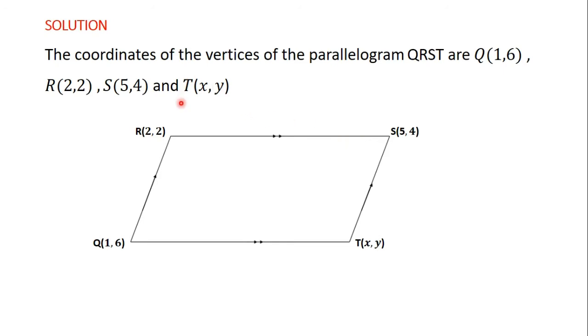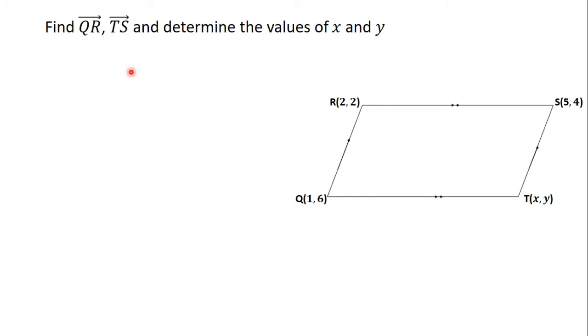Okay, so we have drawn the diagram for this question. Let's go on and find the first part. The question says that we should find vector QR and vector TS. From there, we can determine the values of x and y. So let's begin with vector QR.